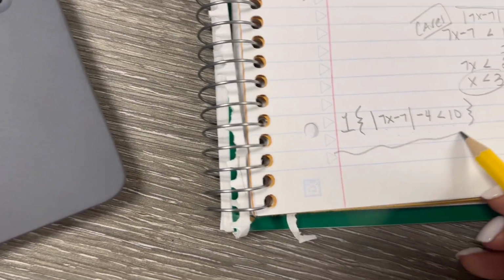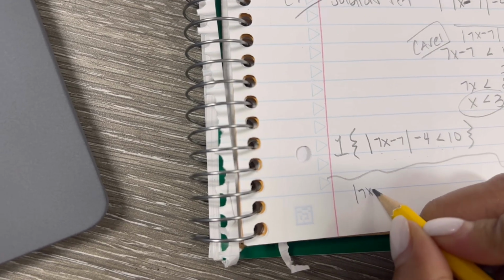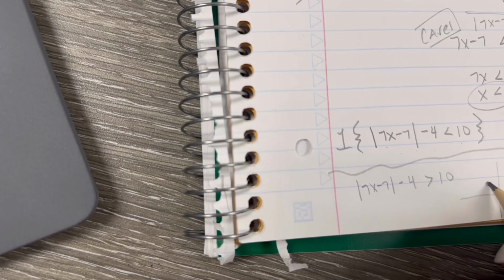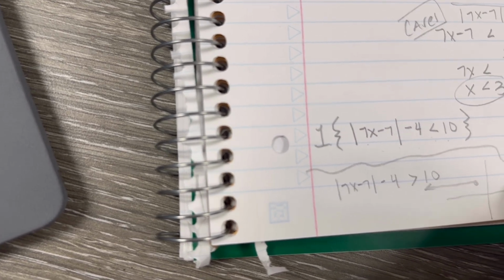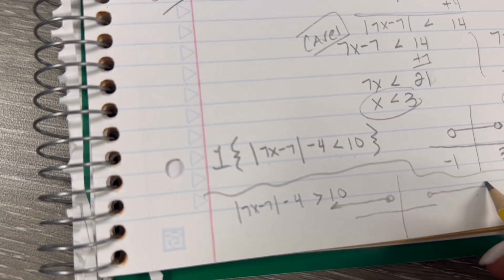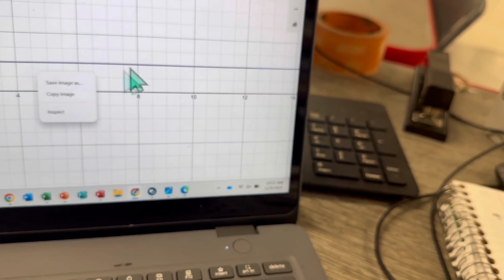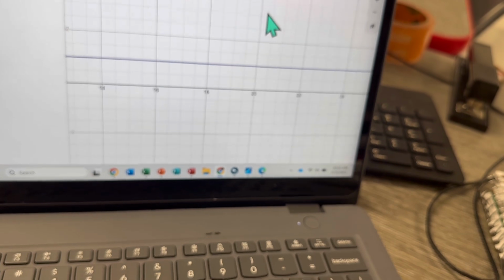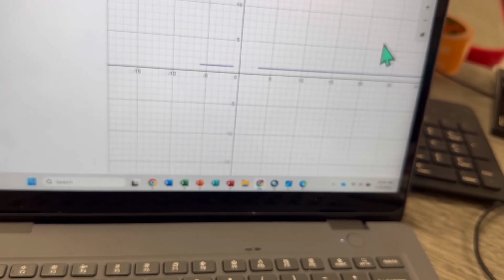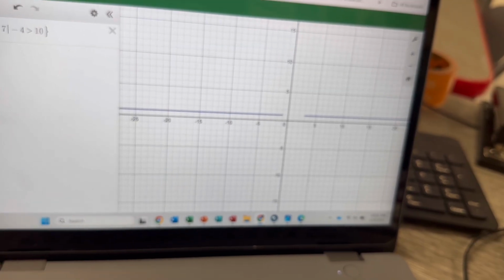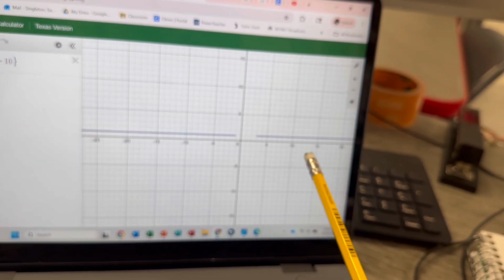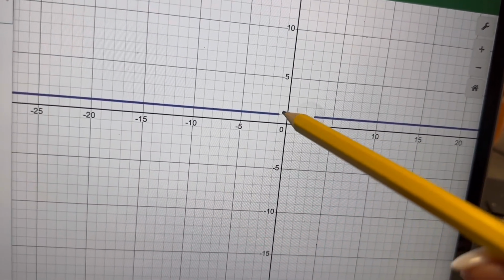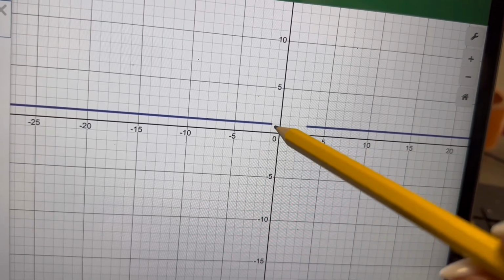What if you had greater than 10, right? Your picture would look like this. Keep dragging it, it goes forever. You can keep dragging it and you'll find out it goes forever. You can zoom out, it goes forever this way. Any number less than -1, any number greater than 3 would satisfy this inequality. Not these numbers, there's a gap right here. Those numbers would not be greater than 10, it would be less than 10.